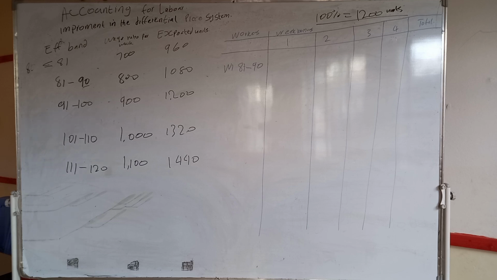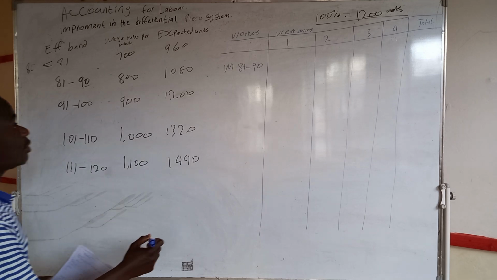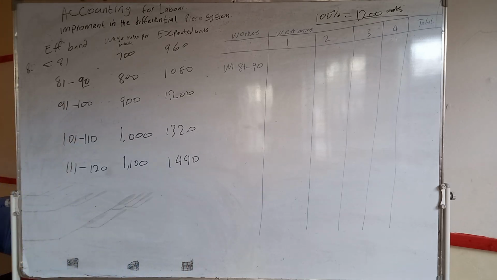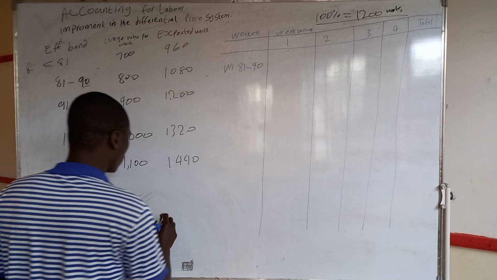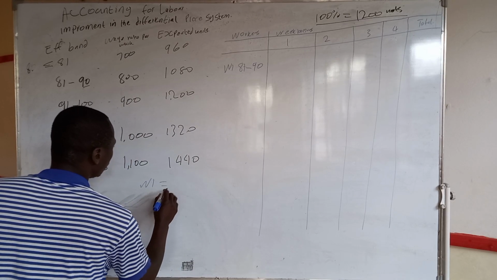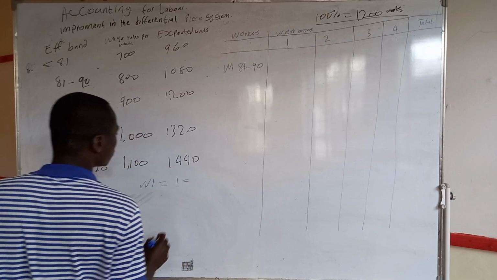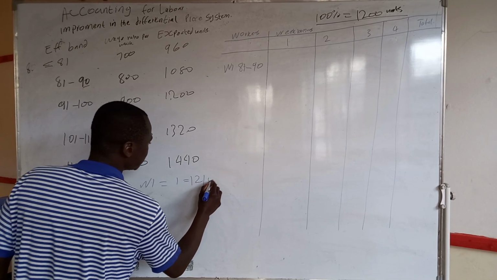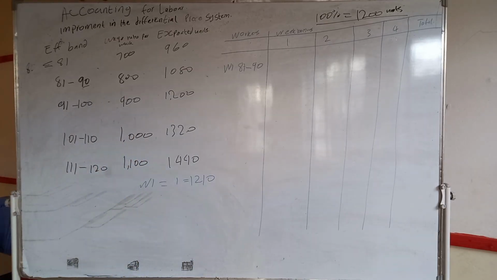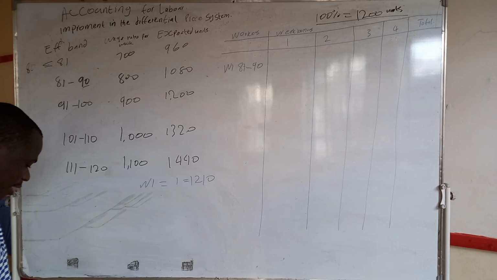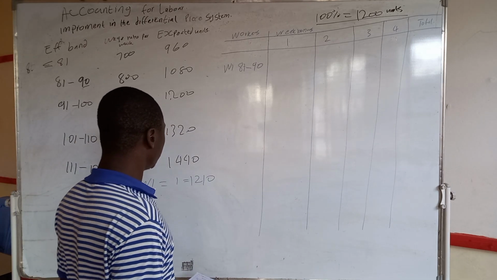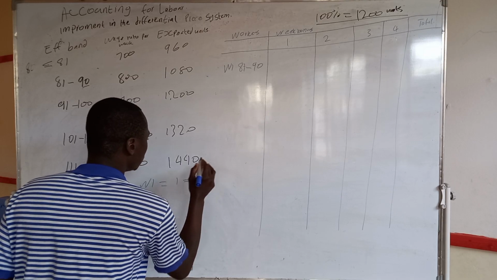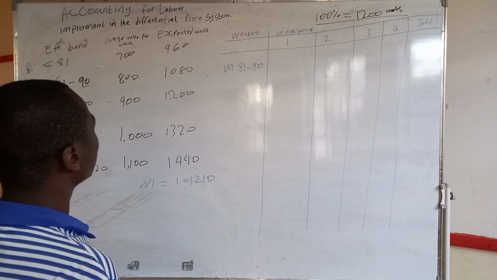Worker one, in week one, produced 1,210. If that is the case, this is the number of products he produced.